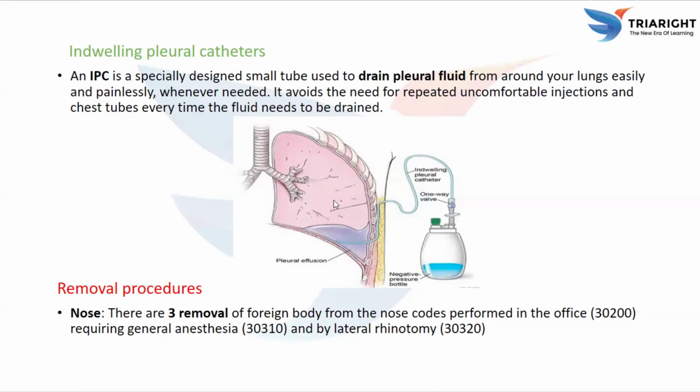So what is the procedure overview here? Local anesthesia, a small incision in the chest wall, the catheter is tunneled under the skin, the catheter tip is placed in the pleural space, and the external end is capped with a valve.